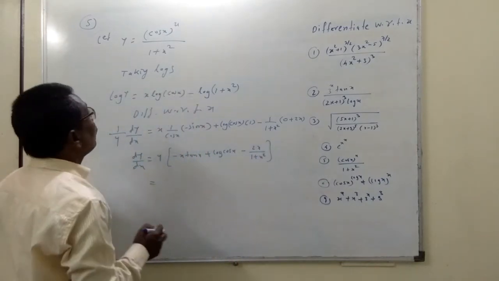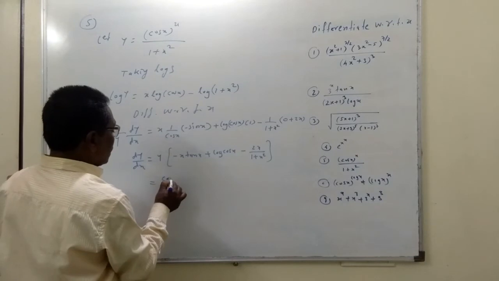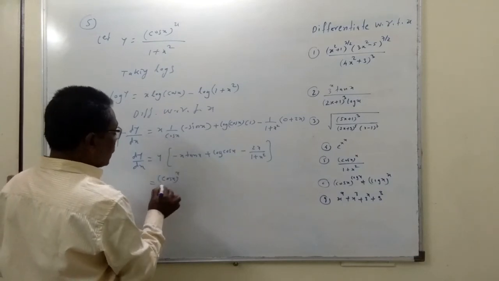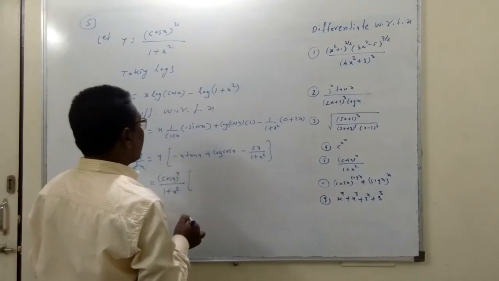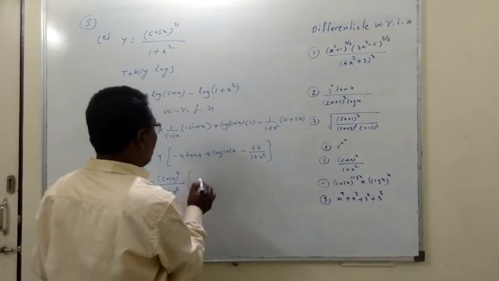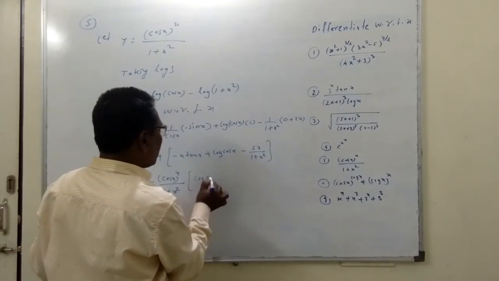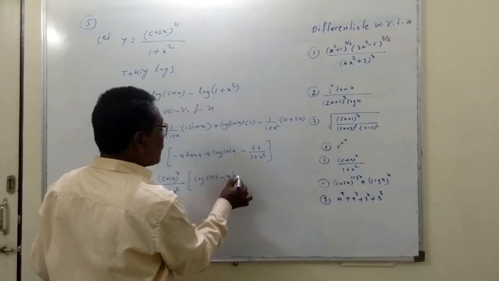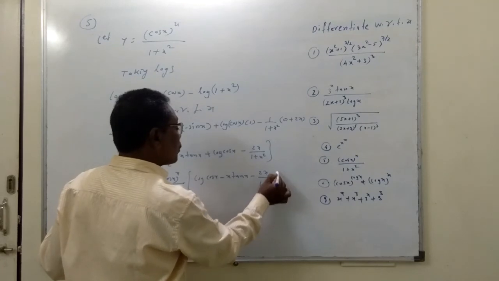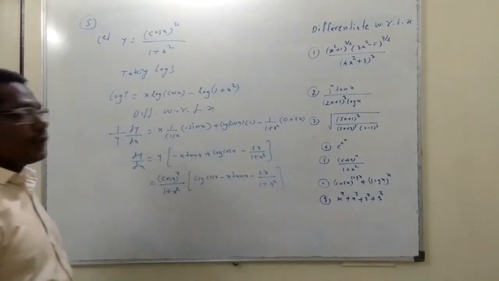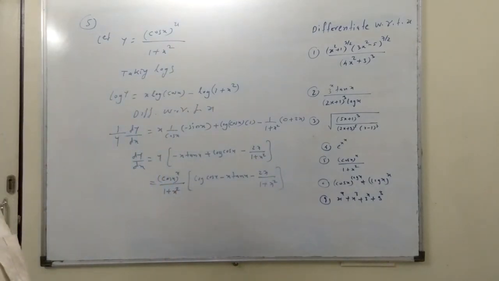Finally, introduce the value of y. So cos x raised to x divided by 1 plus x square into bracket. The positive term we will write first. So log of cos x minus x tan x minus 2x upon 1 plus x square. Okay, you understood this?